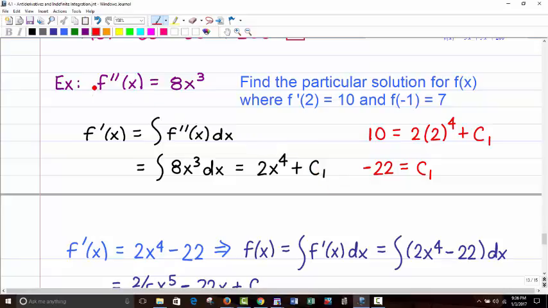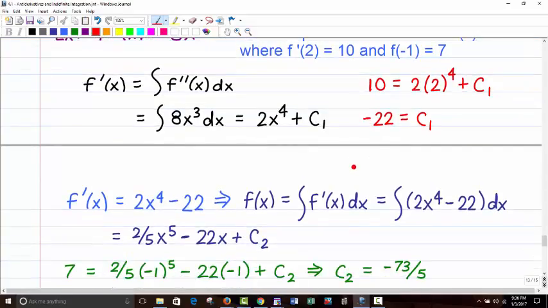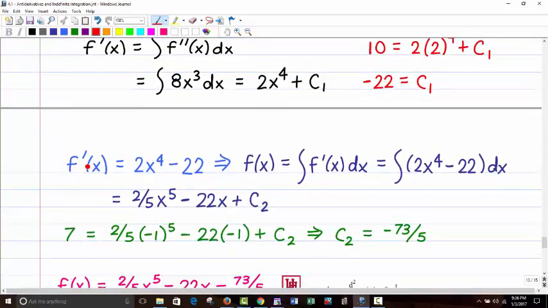So we're looking for a function whose second derivative is 8x cubed. f prime of 2 needs to equal 10, and f of negative 1 would equal 7. So if f prime of 2 equals 10, I'll put 10 on the left for f prime of x, and I put 2 in for the x. So 2 times 2 to the 4th plus C1 equals 10, and I got negative 22 for C1. So that means f prime of x is actually 2x to the 4th minus 22.